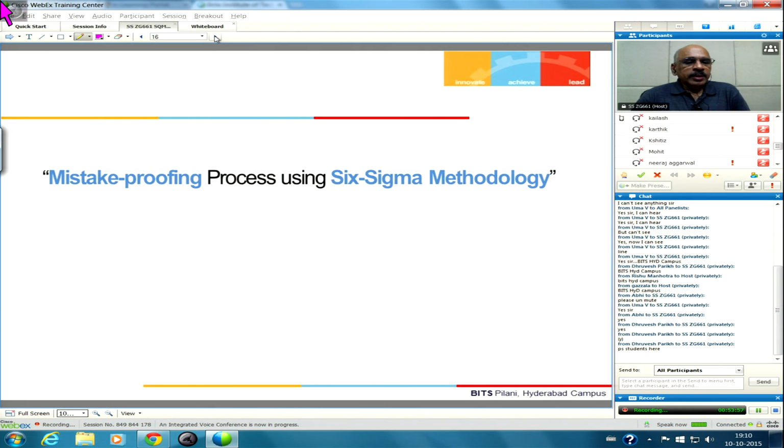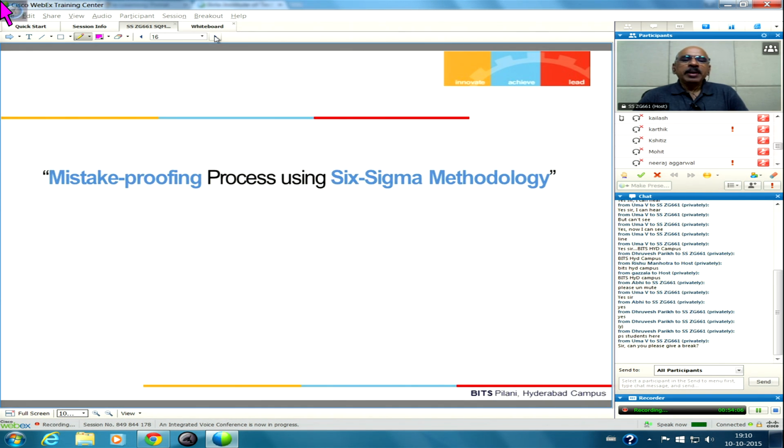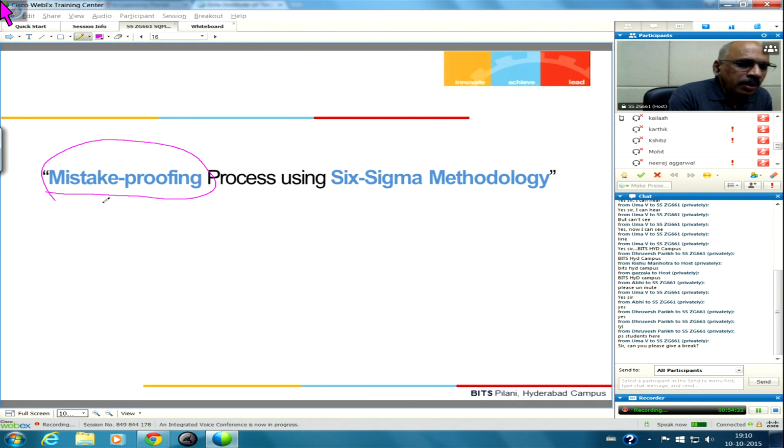Then, having identified the defects and analyzed the process where the defects are actually occurring, the next step in the Six Sigma methodology is mistake proofing the process. The key word is mistake proofing. That means you have to redesign the process in such a way that there is no scope for defect, or in a way what it means is reducing opportunities for defects.